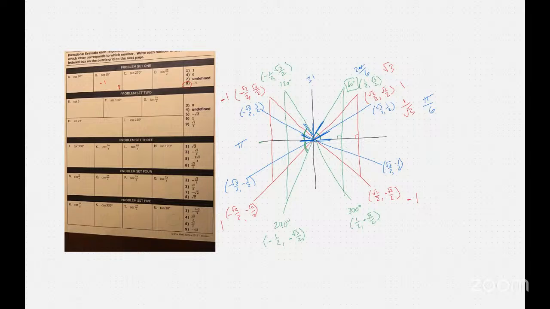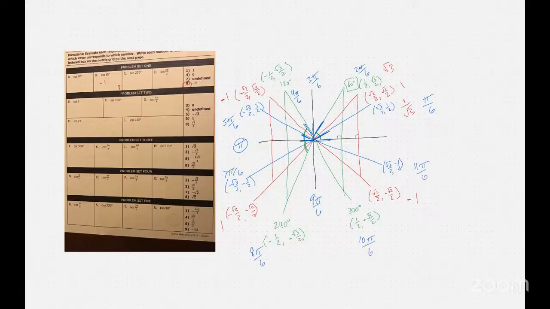And this is 6 pi over 6. 7 pi over 6. This is 8 pi over 6. This is 9 pi over 6. This is 10 pi over 6. And this is 11 pi over 6. And this is 12 pi over 6, which is 2 pi. And now you can go and cancel all those, right?